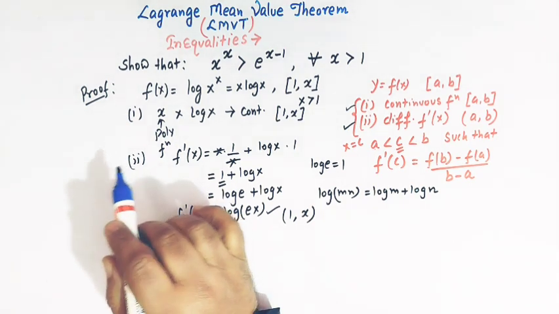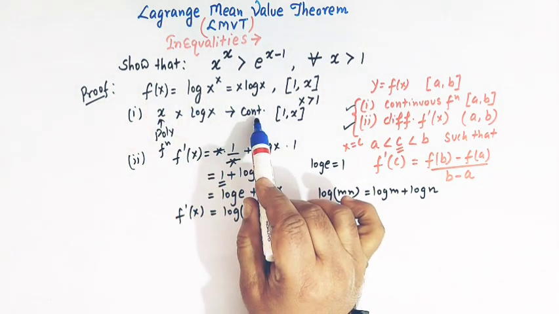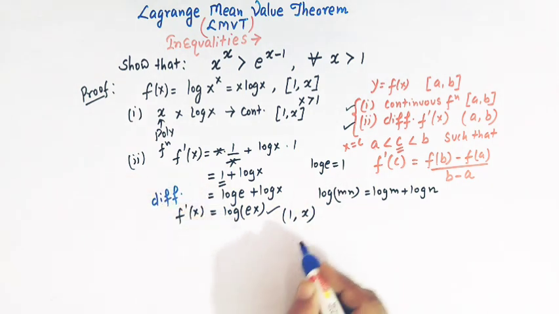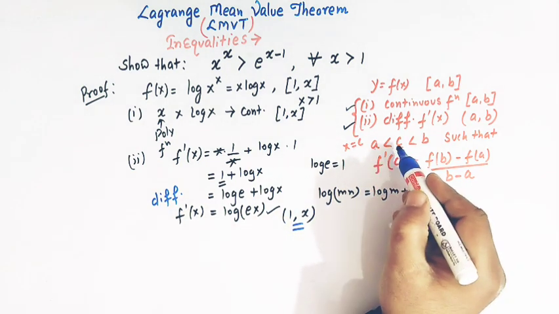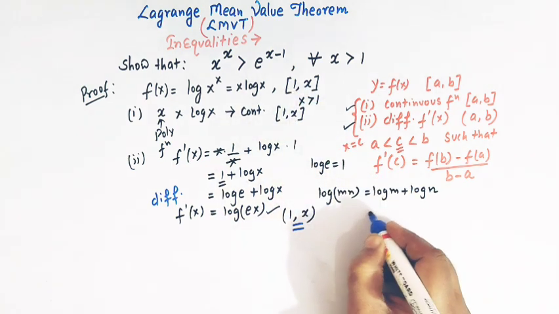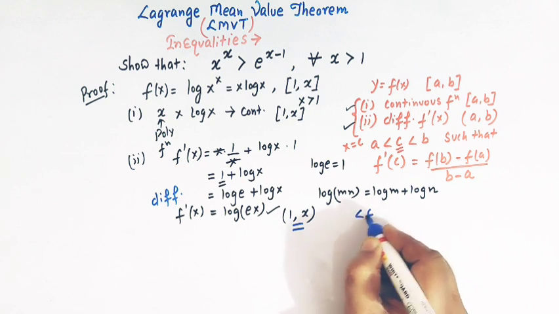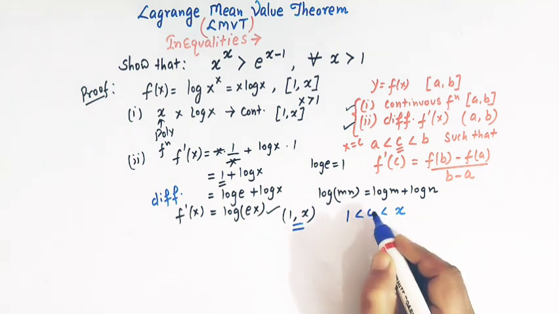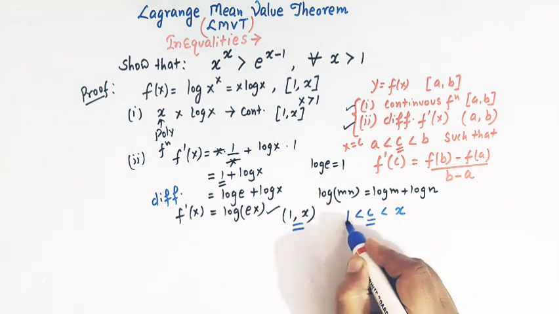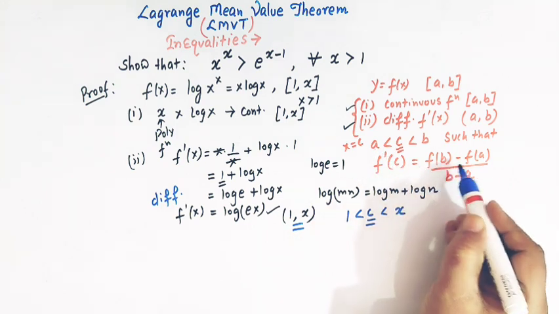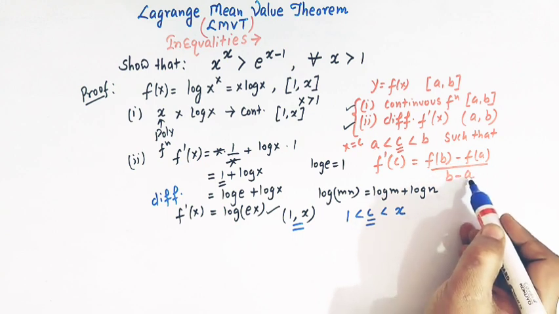So now we have established that the function is continuous and it is differentiable in this interval, right? So we must have a point between 1 and x. Let us denote that point by c. So c is greater than 1 and less than x, right? So there must exist some point c between 1 and x, such that f prime of c is equal to f of b minus f of a divided by b minus a.